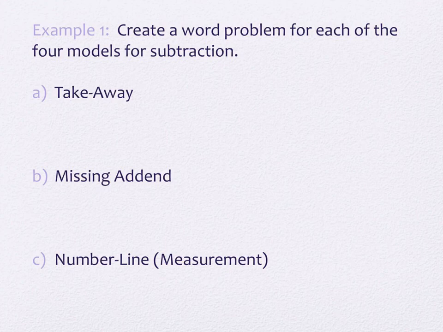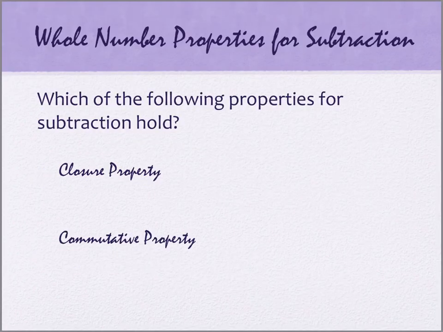All right, let's gather back together. Okay, let's take a look then at properties. We're going to look at the 4 properties that we had for addition and decide which of these properties hold for subtraction as well. The first one is the closure property. So remember, closure meant for addition that if I took 2 whole numbers and I added them together, I was guaranteed to get another whole number. Does that work with subtraction?